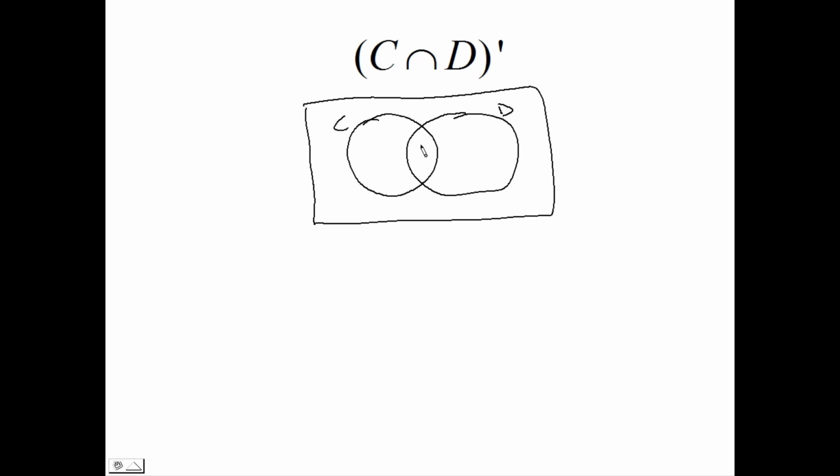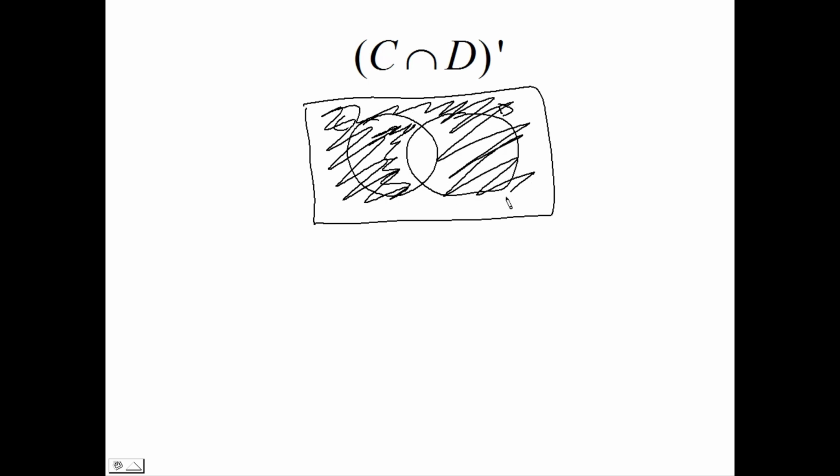So we want to shade everything except for that. So we're going to shade everything except for this little center area where my pencil is. Let me outline this so it's very clear this is not shaded. Everything except for that middle part will be shaded.